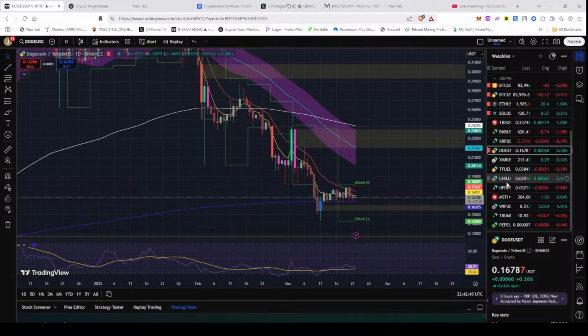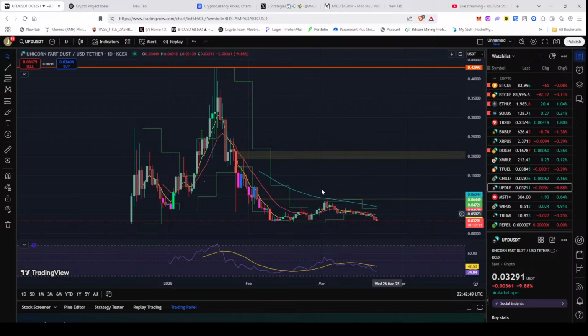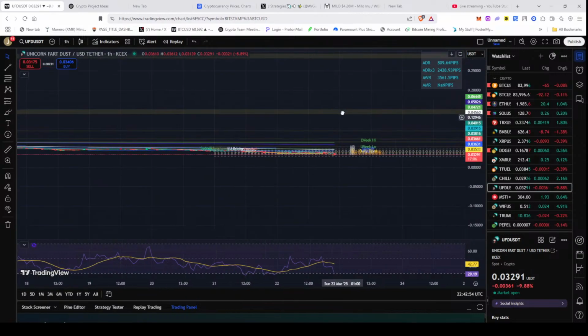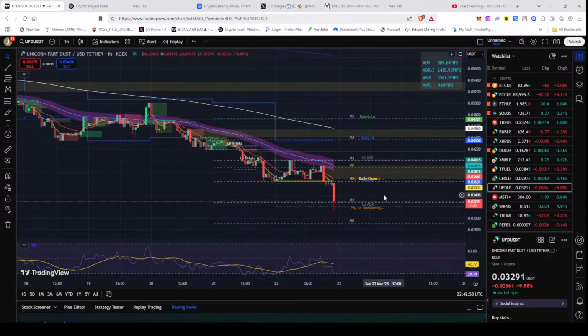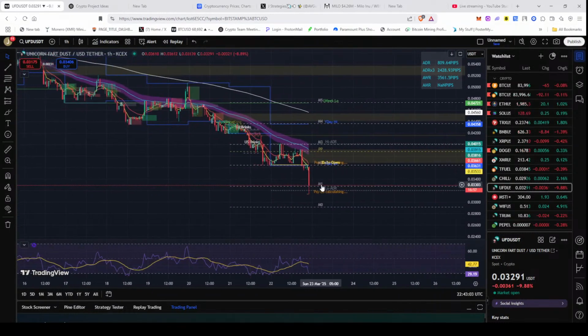Now, unicorn fart dust. On the daily, we're down to 3. Let me go to the 1 hour chart. For all the UFD lovers, this is definitely a buy area. We are at the M1 pivot zone, at 3 cents, so you can start doing some accumulation. M0 is right here. I do my first buy at M1, and if we make it to M0, I do my second buy.